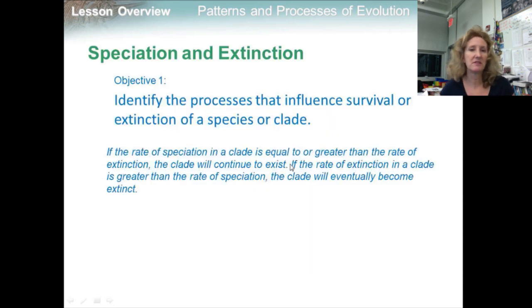So the first objective is to identify the processes that influence survival or extinction of a species or clade. If the rate of speciation in a clade is equal to or greater than the rate of extinction, the clade will continue to exist. If the rate of extinction in a clade is greater than the rate of speciation, then the clade will eventually die out.